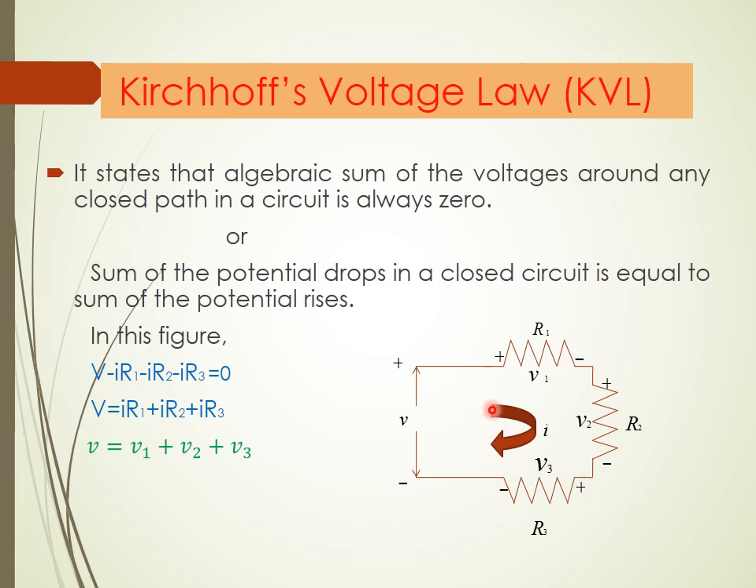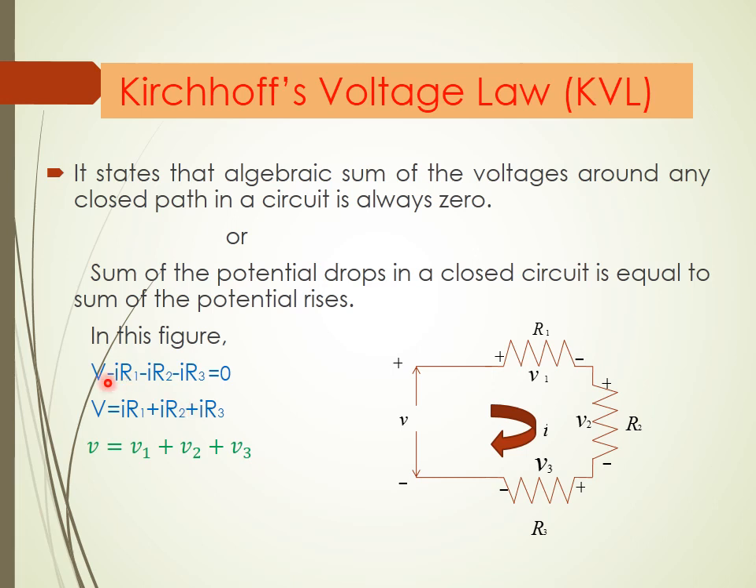Always remember the current will be flowing from higher potential to lower potential. So when the current flows from higher potential to lower potential, there will be a drop across the resistor. That is called potential drop. So here V1, V2 and V3 are the potential drops because the current is flowing from higher potential to lower potential. But here it is from minus to plus, so it is potential rise.